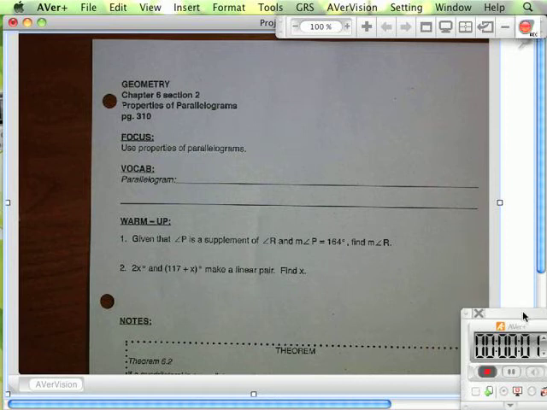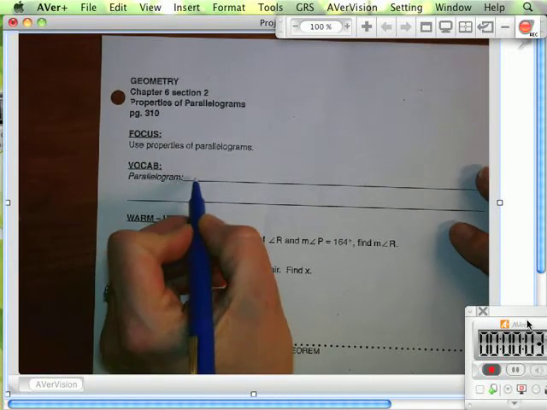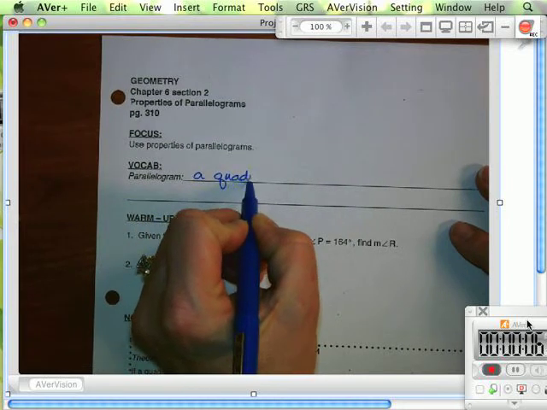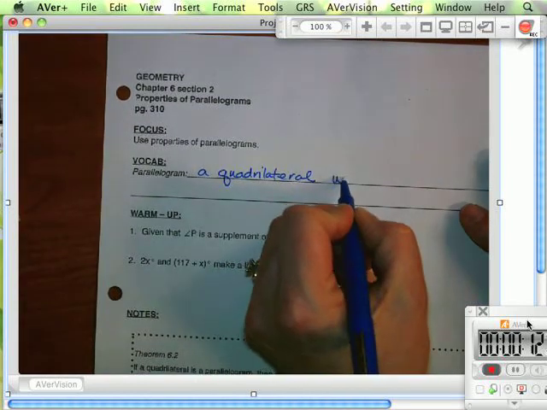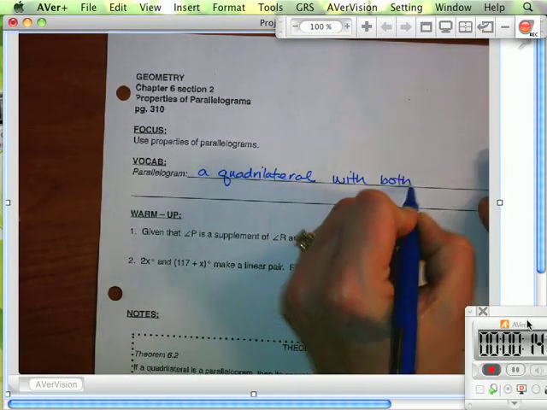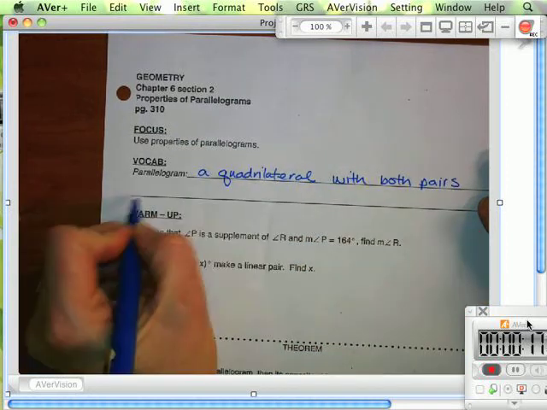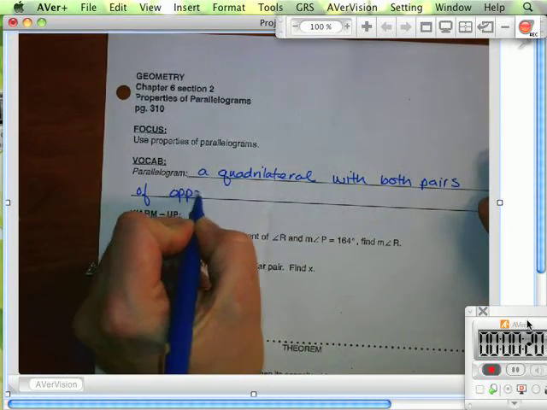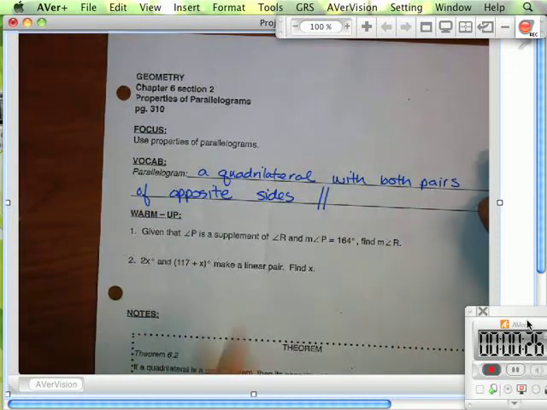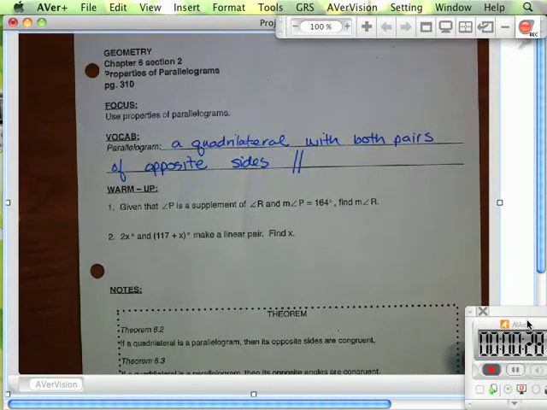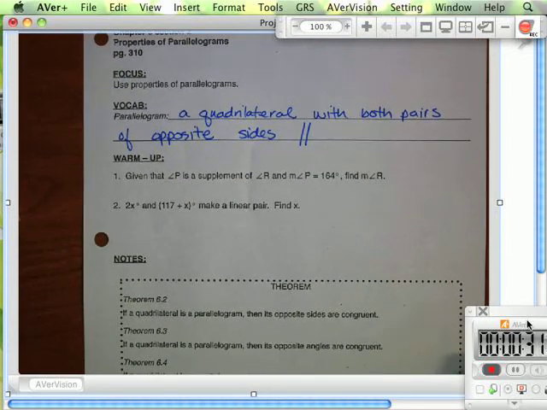Okay? So, a formal definition is a quadrilateral, because it's got how many sides? 4. Quadrilateral with both pairs of opposite sides parallel. I wrote that little symbol up there, which means what? Parallel. So, parallelogram, a definition is a quadrilateral with both pairs of opposite sides parallel.